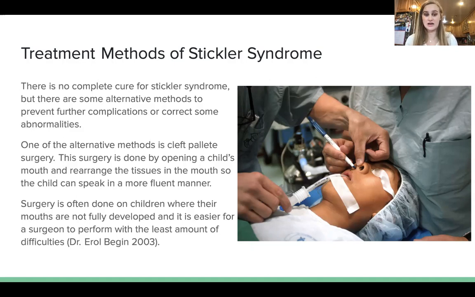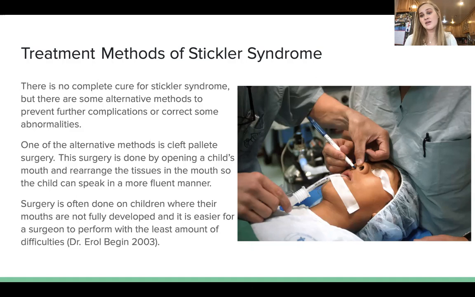This surgery is done by opening a child's mouth and rearranging the tissues in the mouth so the child can speak in a more fluent manner. And as you can tell by the picture, they're also going up towards the nose. That will help the child as they grow, and as they move on later into their lives, it will help them breathe, help them eat, and just like it says, speak in a more fluent manner. And surgery is often done on children.